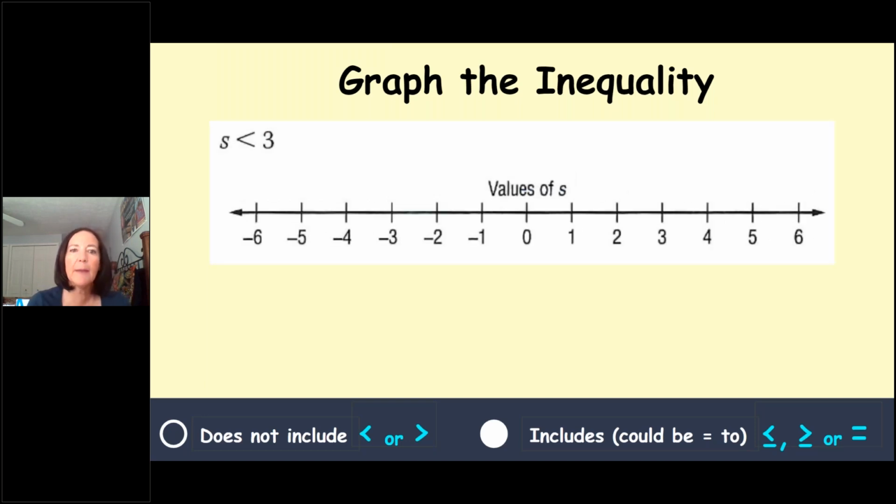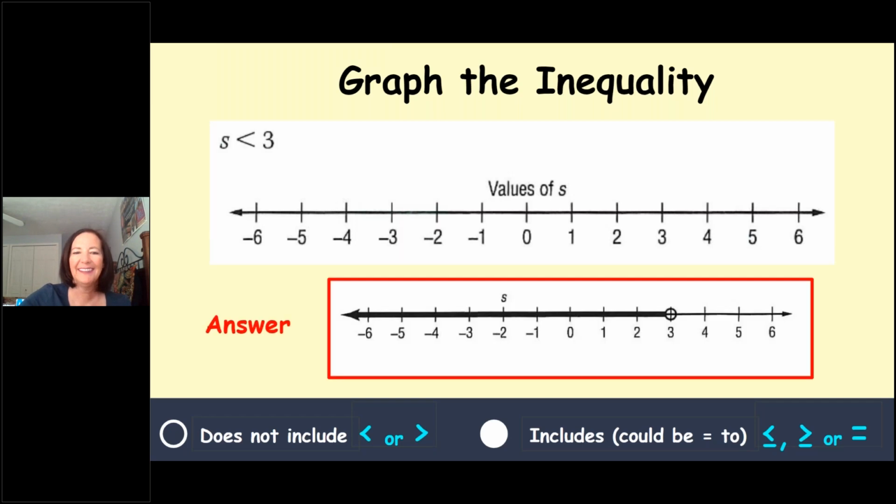Okay, Danielle, how about this one? What's this graph look like? s is less than 3, so we're going to have an open circle on 3, and it's going to be going to the left. Perfect.